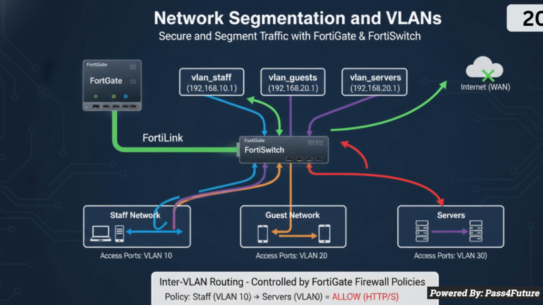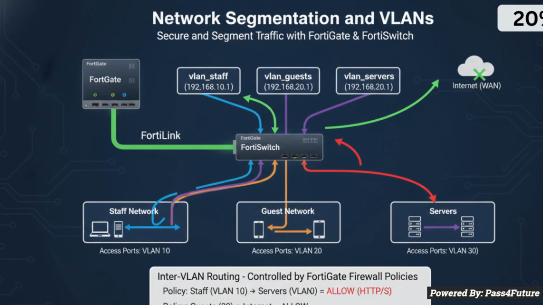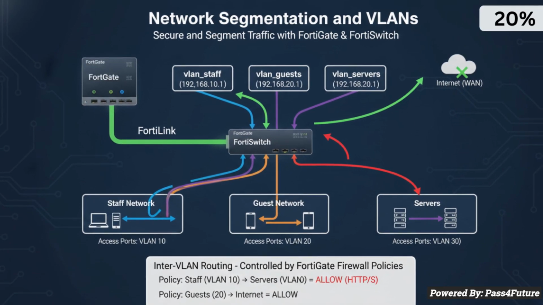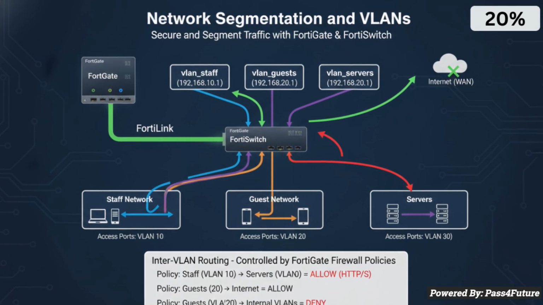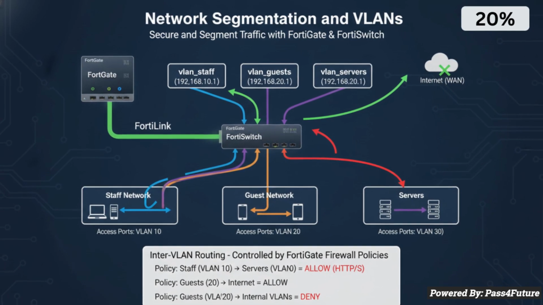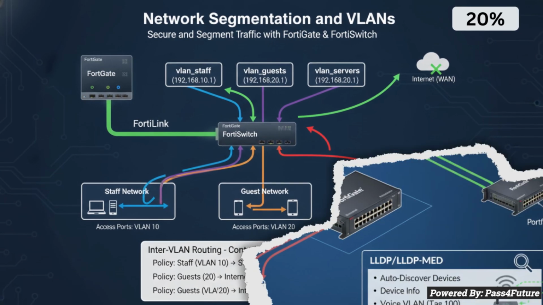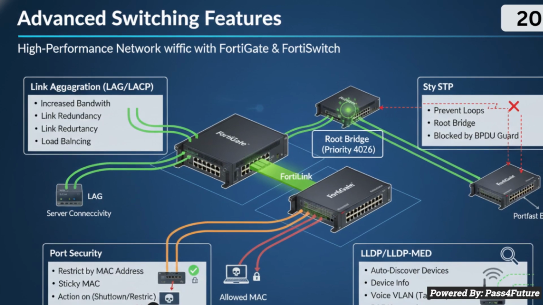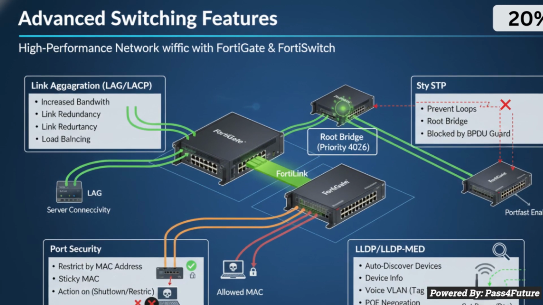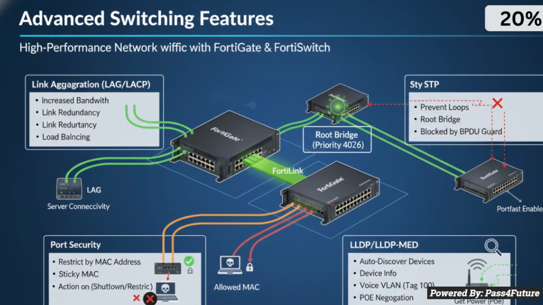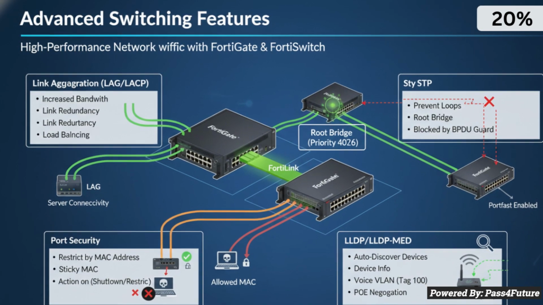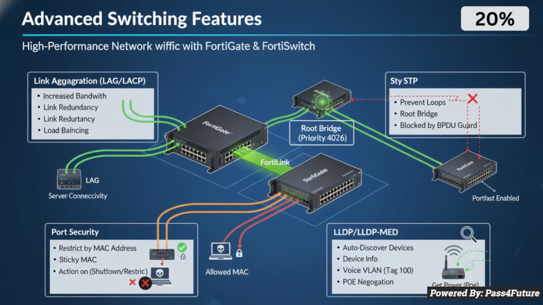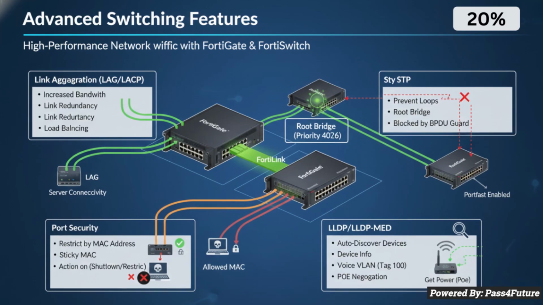Third, network segmentation and VLANs, about 20%. You will need to know how to create and manage VLANs, assign VLANs to ports, and configure inter-VLAN routing. This section ensures you can secure and segment traffic effectively. Fourth, advanced switching features, another 20%. This area includes spanning tree protocol, STP, link aggregation, port security, LLDP, and QoS configurations. These are core networking functions you must understand for high-performance environments.